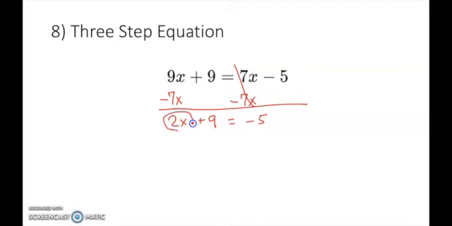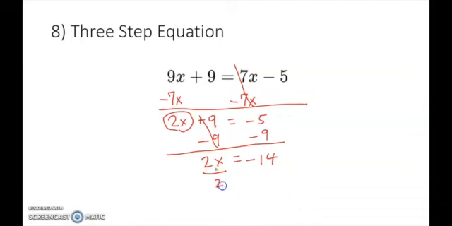Next, we need to leave this alone and get rid of everything else on the same side of the equal sign with the variable. So let's subtract 9 from both sides. This cancels, leaving us with 2x is equal to negative 14. And our final step, we need to undo this 2. 2 times x, the opposite is dividing by 2. So let's divide both sides by 2 to get 1x, or just x, is equal to negative 7.